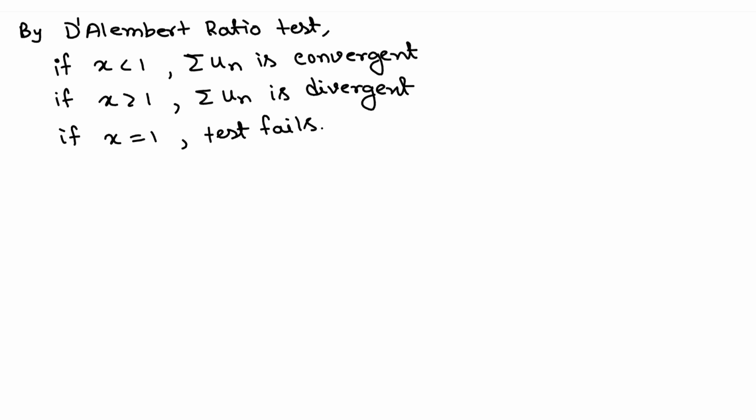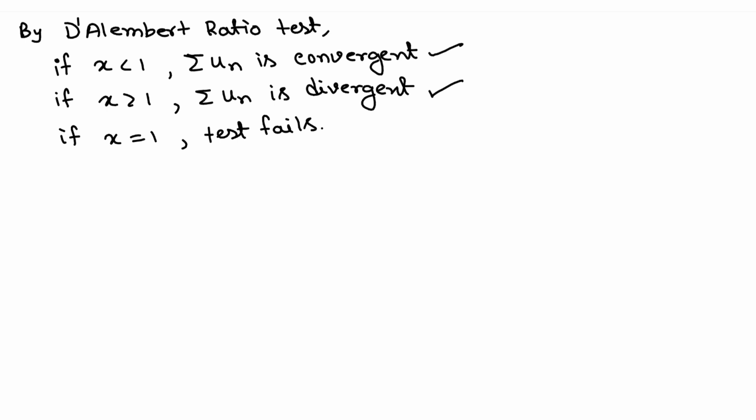Clear? So actually we don't know the value of x. We have already gotten that if x is less than 1, the series will be convergent, and if x is greater than 1, the series will be divergent, but we don't know if x equals 1, whether the series will be convergent or divergent. We don't know means we are not getting any result from D'Alembert ratio test. So further we need to calculate the result. We cannot use the D'Alembert ratio test for x equals 1.